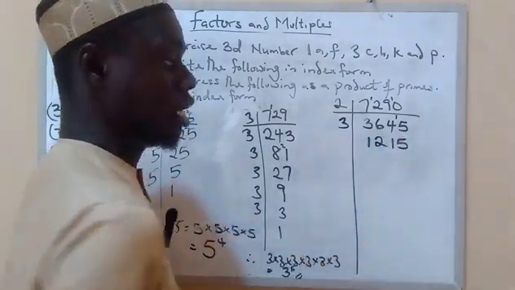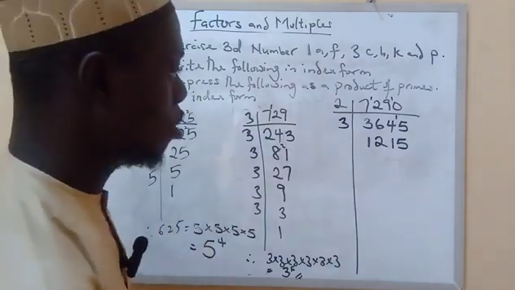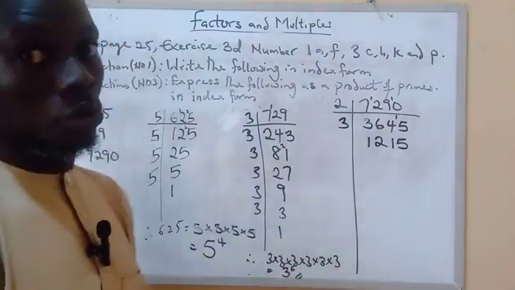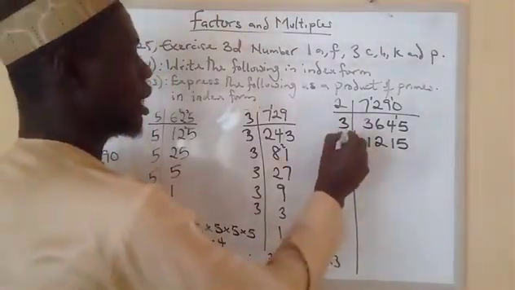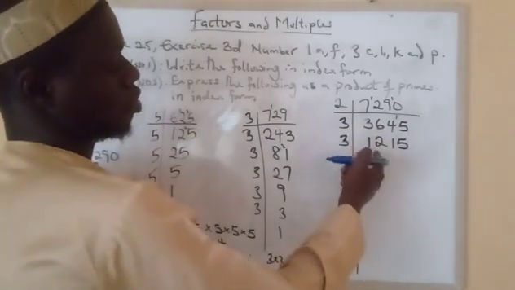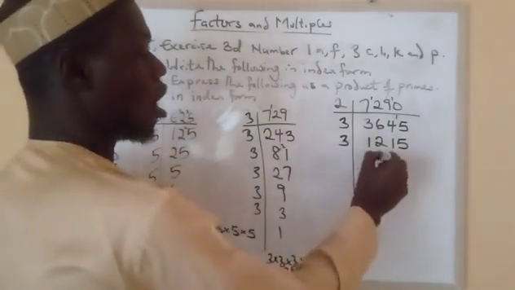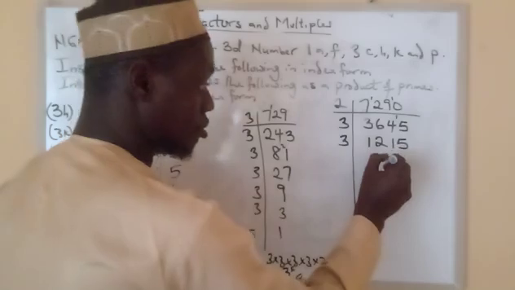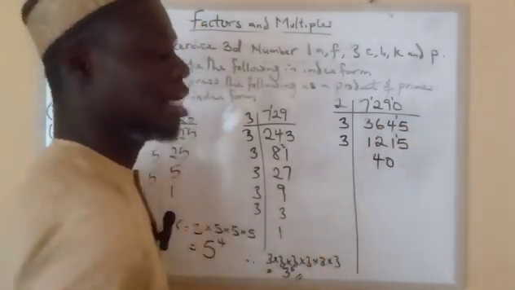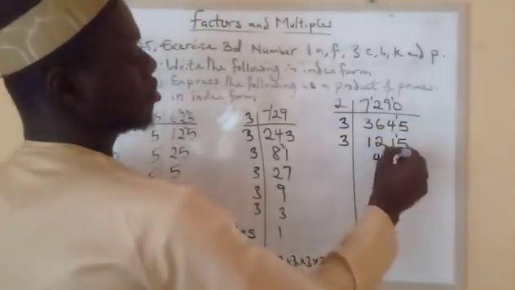Can we still use 3? I think yes. When you add everything together, it will give you 9, and 9 is divisible by 3. So 3 in 12 is 4. 3 in 1 is nothing but 0, remainder 1. And 3 in 15, that is 5.